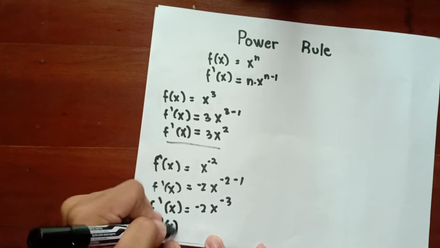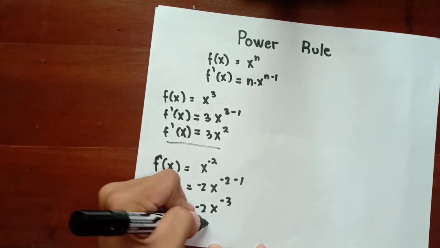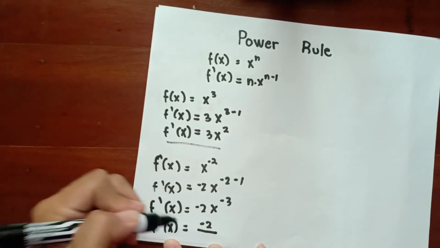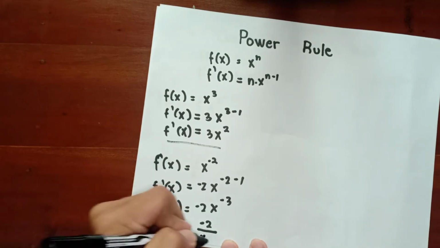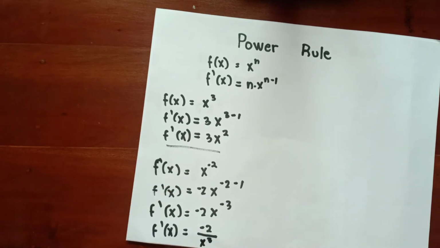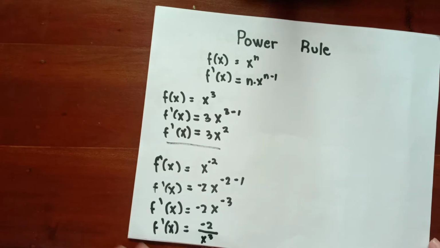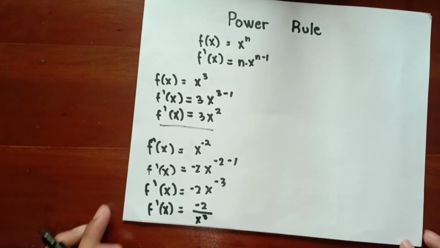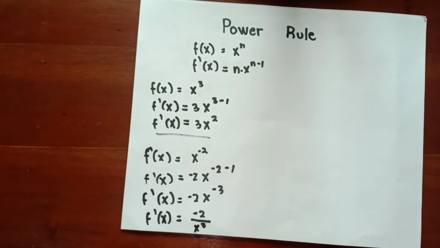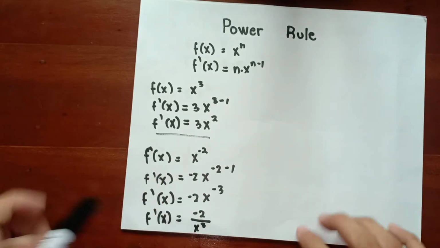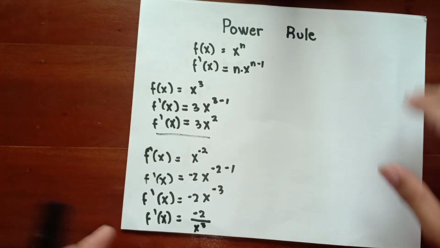So we have final answer, which is negative 2. We're gonna bring down x, which has an exponent of negative, so I'm gonna put it in the denominator. It will be a positive 3 exponent. So negative 2 over x cubed is the derivative of the function x raised to negative 2.